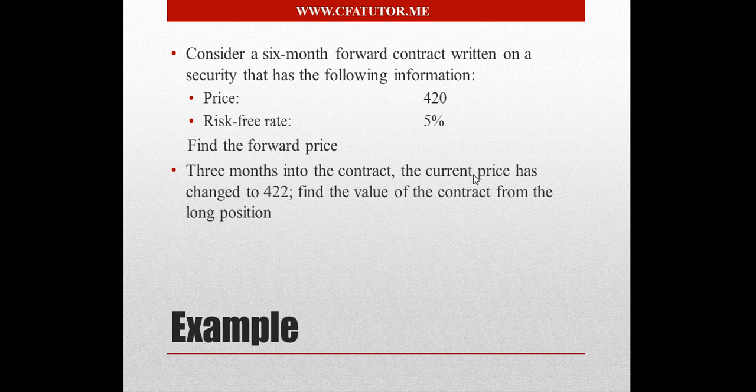So consider a 6-month forward contract written on a security that has the following information. The current price is 420, the risk-free rate is 5%, so we are asked first to find the forward price. And then 3 months into the contract, the current price has changed to 422, and we are supposed to find the value of the contract from the long position.